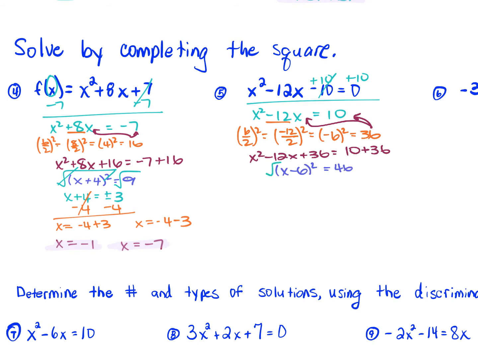When we find the square root of both sides, it's going to cancel out the squared. So this is going to give us x minus 6 on that left side. And then the square root of 46, it's not a perfect square. You can't simplify it because it only has 2 and 23, and 23 is a prime number. So this is going to be plus or minus the square root of 46. From here, you're going to add the 6 to both sides. So it's going to give you an answer of x is equal to 6 plus or minus the square root of 46.